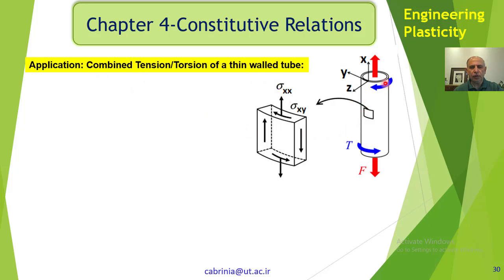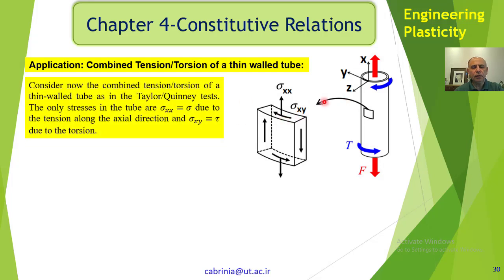In here, as you can see, we have a thin wall tube and we have axial as well as torsional loading. Now X, Y, Z directions are shown here, and these are the only stresses acting on an element on the wall of the thin wall tube. Okay, so we have sigma XX, because that's the normal stress, and the torsional loading only applies shear load sigma XY.